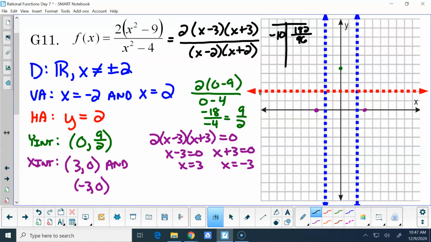Let's do the other zone right away, too. What do you got? 1.8. Oh, that's off by 0.1. Oh, I feel so bad. Because the positive 10 is going to be the exact same thing, because we're squaring all of our variables.